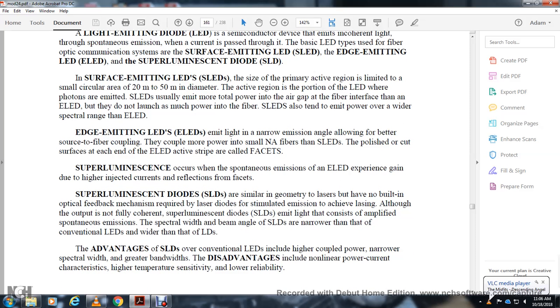Superluminescent diodes use the spontaneous emission of the edge light emitting diode with expanded gain at high injected current and reflection from the facets. Superluminescent diodes are similar in geometry to lasers, but they have no built-in optical feedback mechanism. Laser devices achieve stimulated emission when lasing, although the superluminescent output is not fully coherent. Superluminescent diodes emit amplified spontaneous emission, and their beam angle is narrower than that of conventional LEDs and wider than that of laser devices. Advantages over conventional LEDs include higher power, narrow spectral width, and greater bandwidth. The disadvantages include nonlinear power-current characteristics, high temperature sensitivity, and lower reliability.